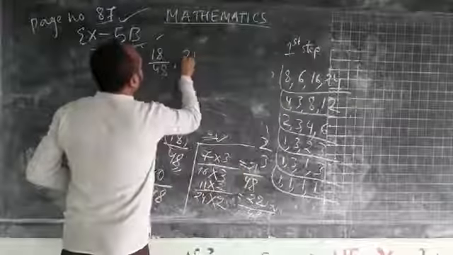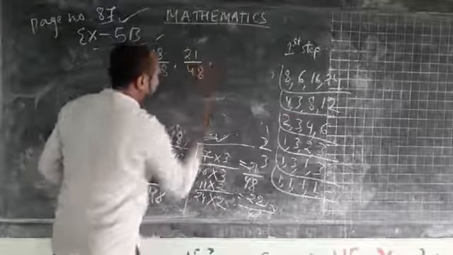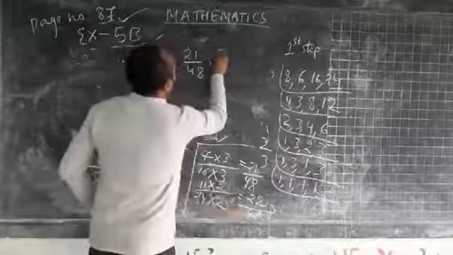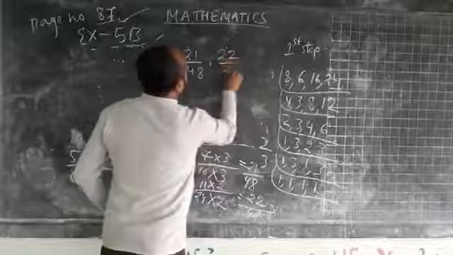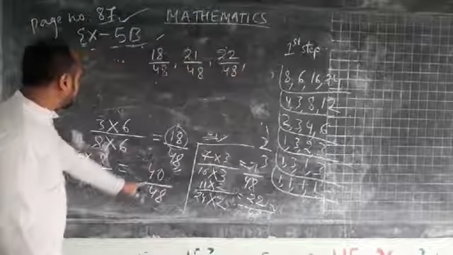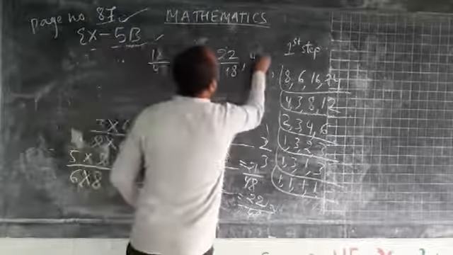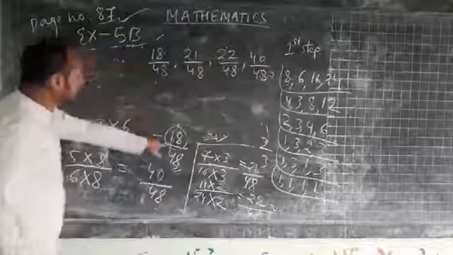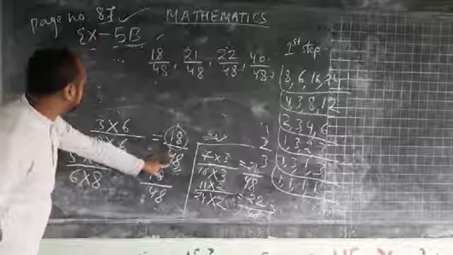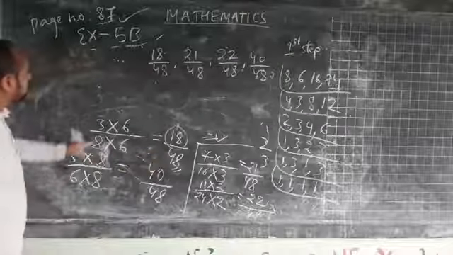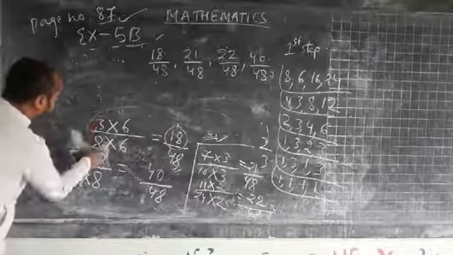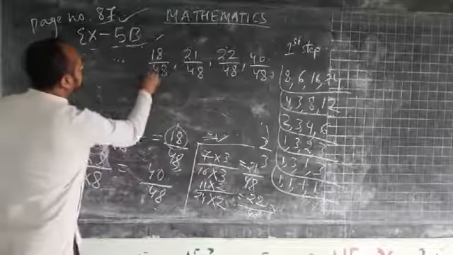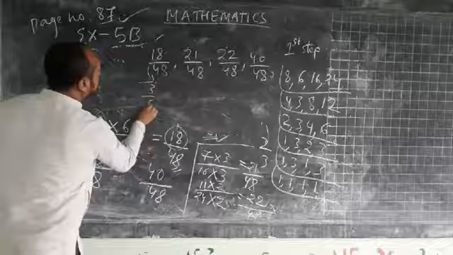The second one we have, after this 18 we have next 21 by 48. Now next after that we have 22 by 48. Then after that we have 40 by 48. Now, in the case of this 18 by 48, what is the fraction we have? The fraction is 3 by 8. That means the smaller fraction is this one.